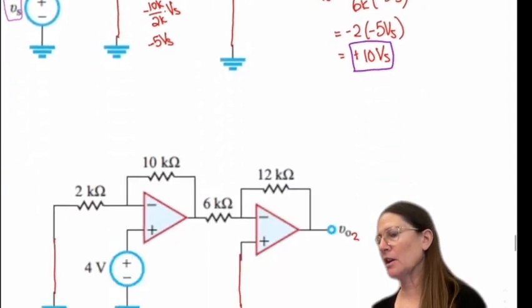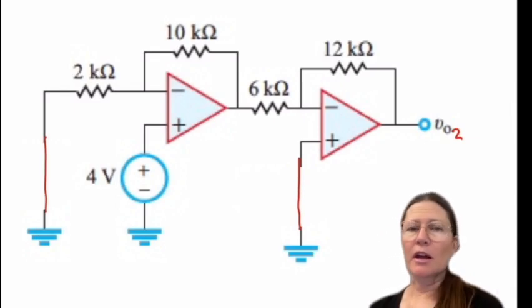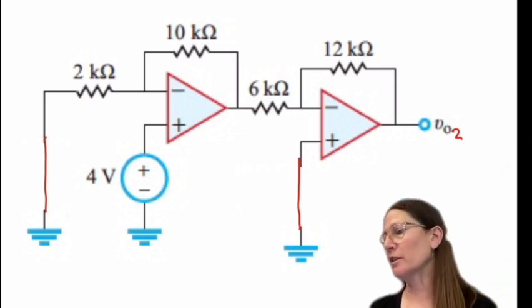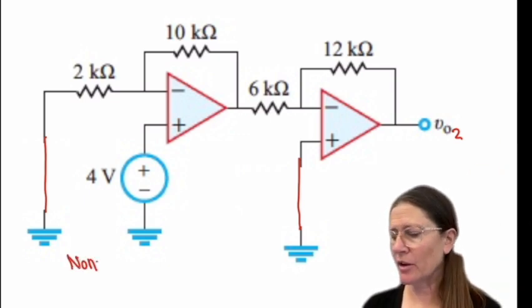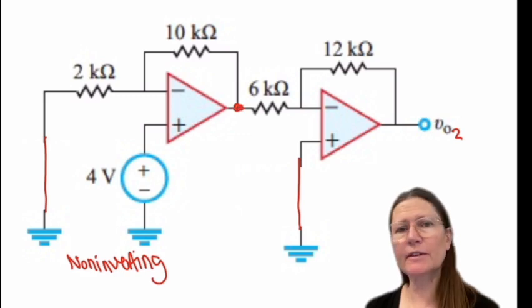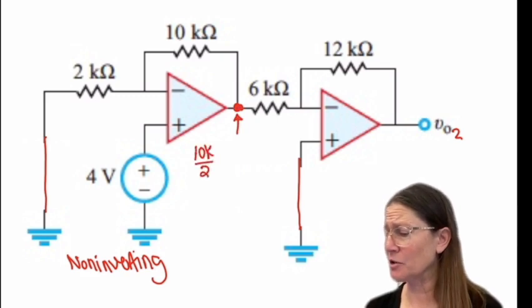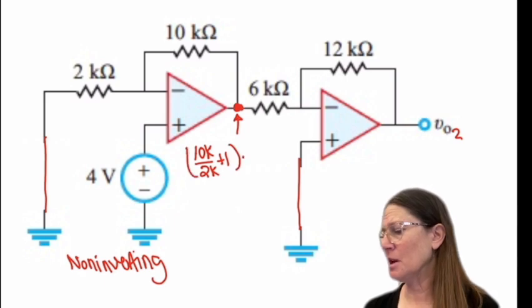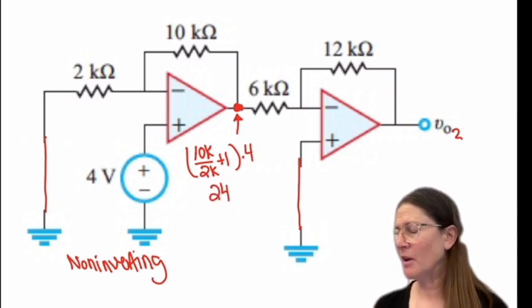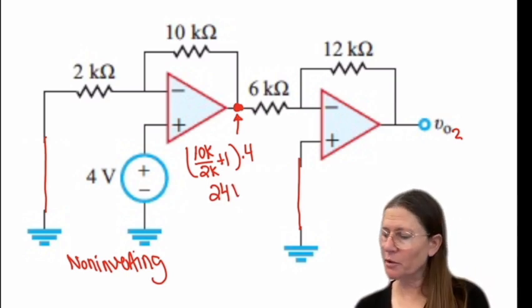Okay, so the next one that I chose was this one. I identify that this first op amp, with the source on the plus, is now a non-inverting. Again, it fixes this node. So it becomes 10K over 2K plus 1, which is 5 plus 1, so 6 times 4 equals 24. So that's 24 volts right there.